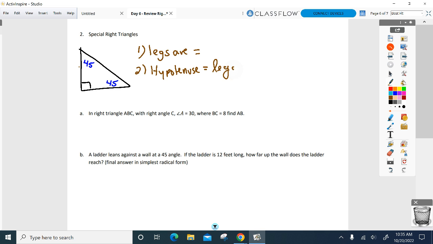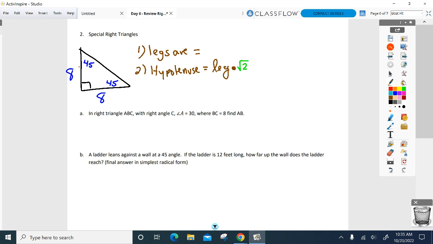And you multiply it by, anybody remember that one back in the day? Square root of 2. You multiply one of those legs by the square root of 2, and you have the hypotenuse. So don't write this down real quick. Let's say this side's 8. What are the other two sides then? What's the other leg? 8.